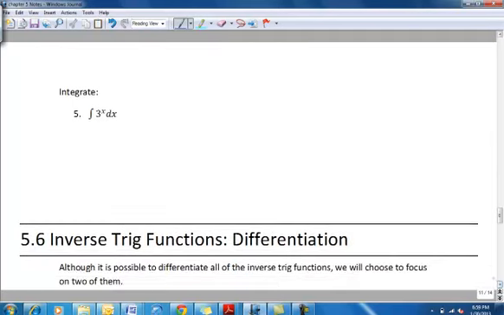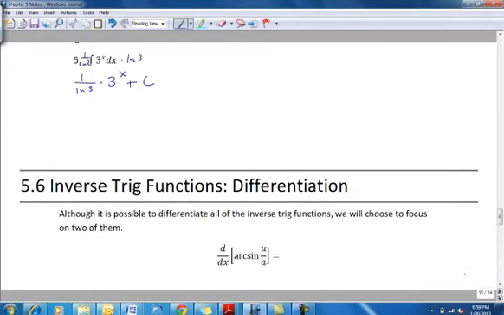Okay, last example, number 5. Again, this just fits the pattern that we talked about earlier. Integral of 3 to the x. In order for this to work in your integrand, you'd have to have ln of 3. We have to multiply the outside times ln of 3, or excuse me, 1 over ln of 3. So our final answer ends up being 1 over ln of 3 times 3 to the x plus c.